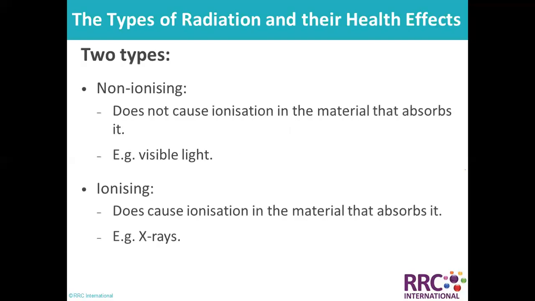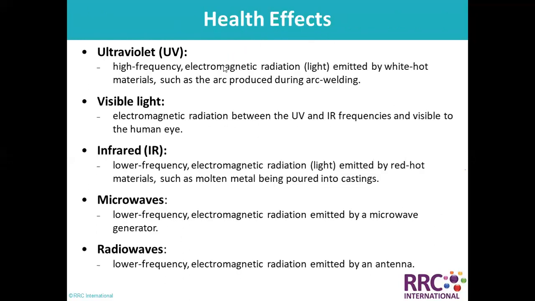But now let's see how NEBOSH covers it. They mention 2 types, ionizing and non-ionizing. Visible light is non-ionizing, and ionizing means X-ray, just as an example, because of material that absorbs it. These are some of the health effects: ultraviolet, UV, high frequency electromagnetic radiation, light emitted by white hot materials such as the arc produced during arc welding. So within our arc welding processes, UV radiation is going to be there, which means our precautions and controls must be in place to keep our employees safe.